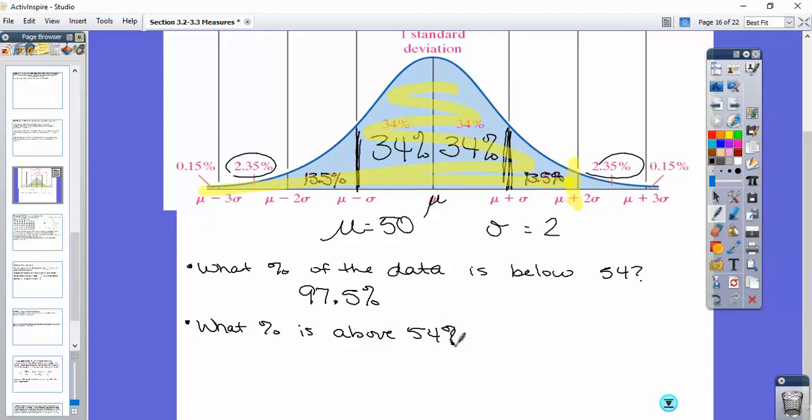If I said what percent is above 54? Two ways of getting it. You could add up those percents, or we could realize if 97.5% is below, the whole thing is what percent? 100. So 100 minus 97.5 would be 2.5%.